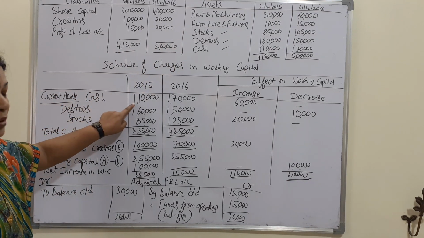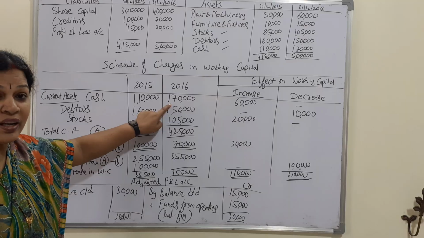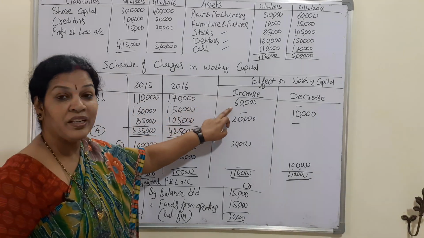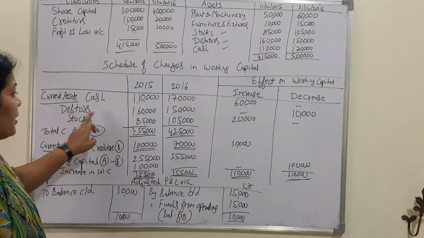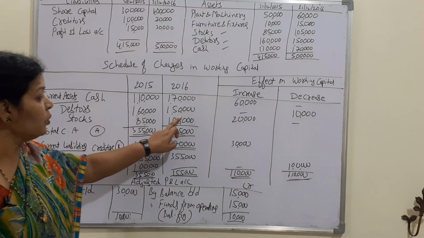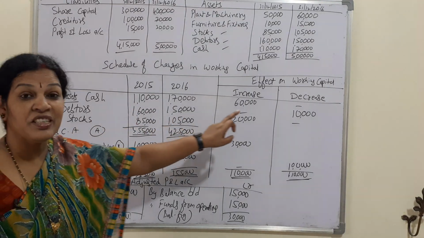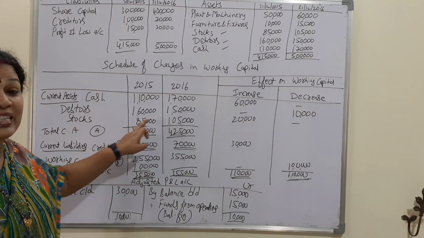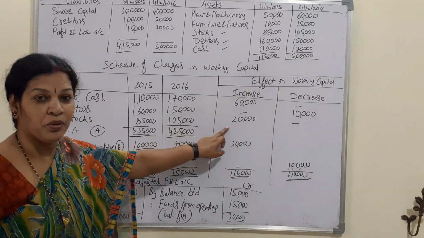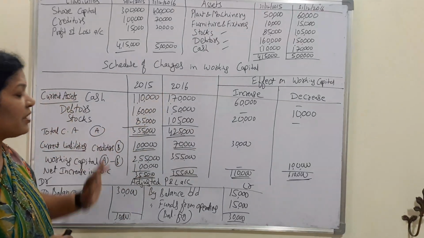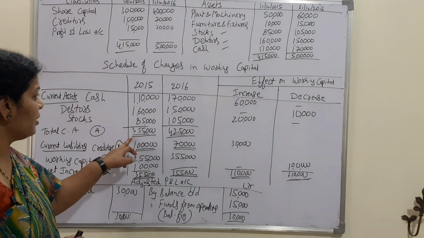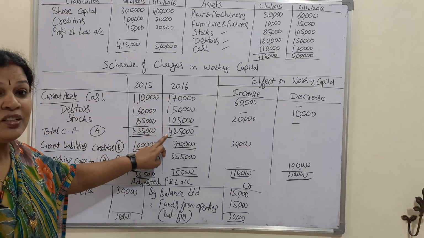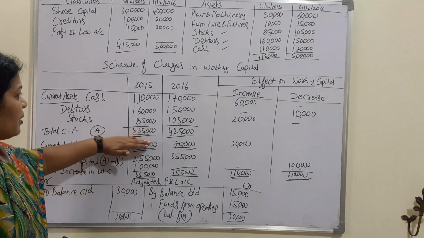First we take the asset side: cash, debtors, stock. Cash is 1,10,000 and the next year is 1,70,000. It's increasing by 60,000, so we write it in the increase column. Next, debtors 1,60,000 to 1,50,000, it means it is decreasing by 10,000. Next, stocks are increasing by 20,000. These are the current assets. Current assets total is 3,55,000 for 2015 and 4,25,000 for 2016.